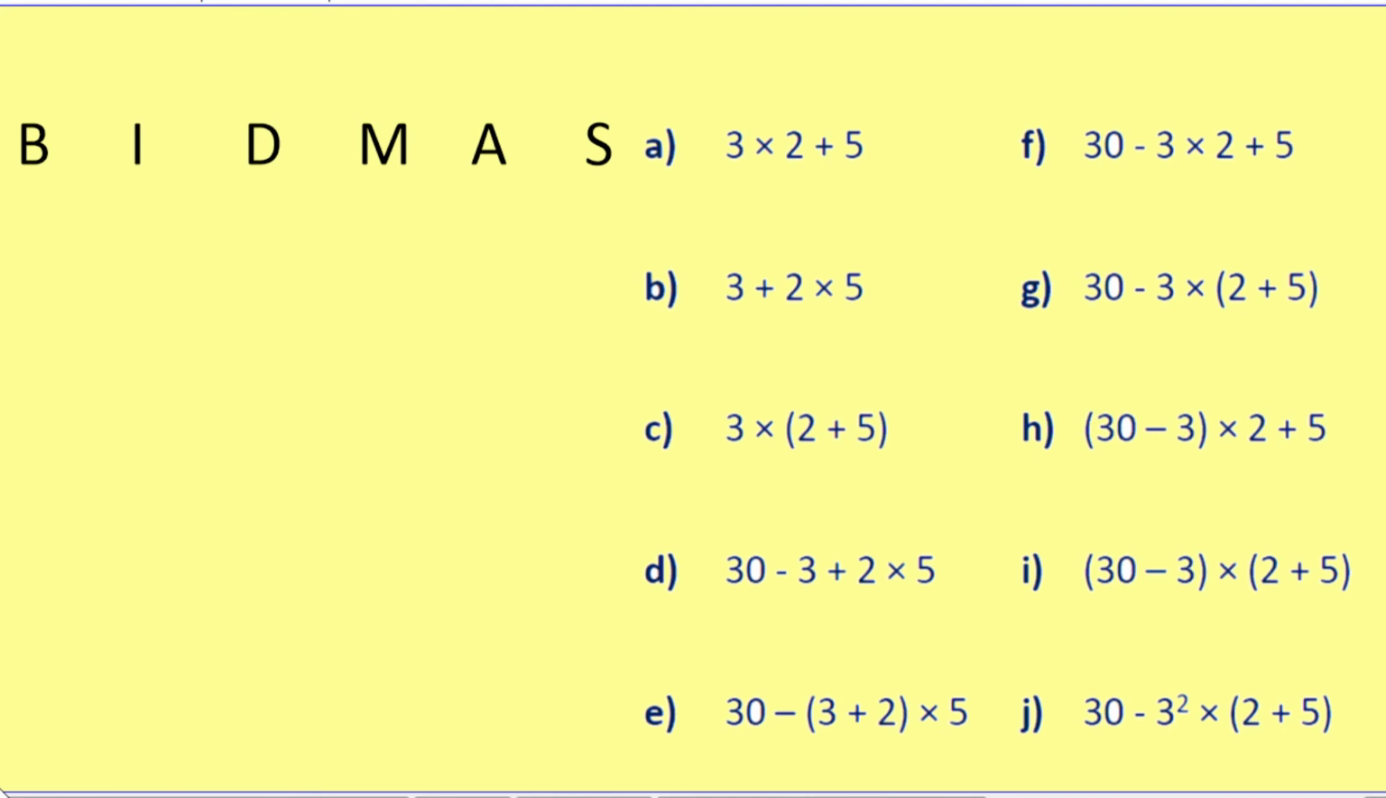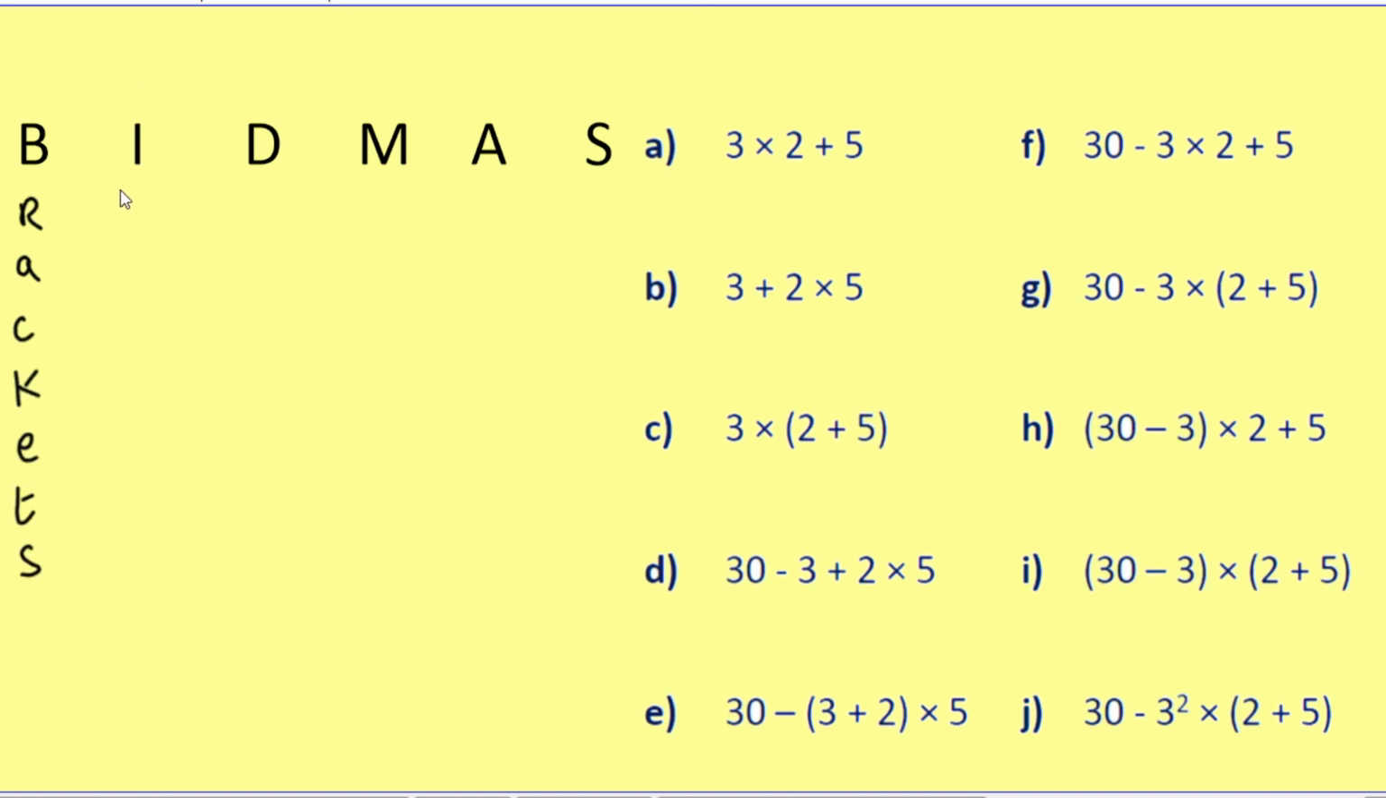Okay, BIDMAS, something that can even catch out the best of us. So we need to make sure that this is how we answer the question. This is the order we answer a question. So when you have a question that's got all different operations or different symbols in, you have to answer it in this order. So the first thing you look for are brackets. So if there's brackets, that's what you do, that part first.